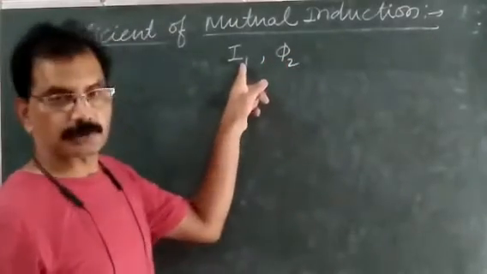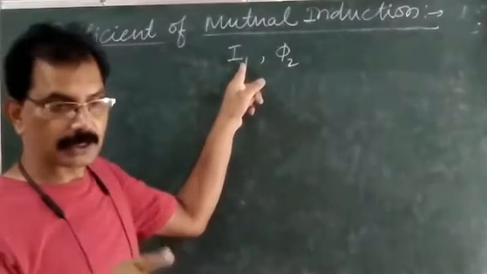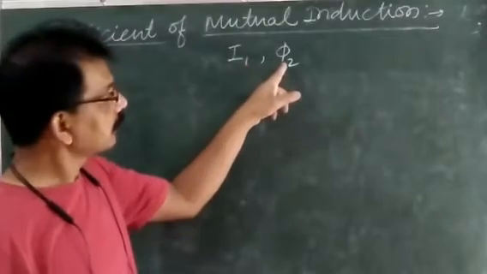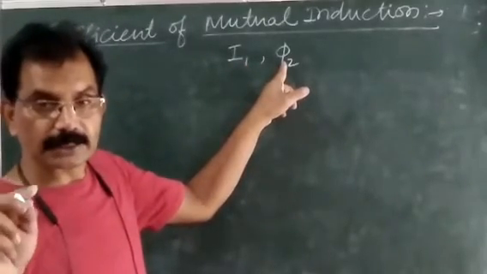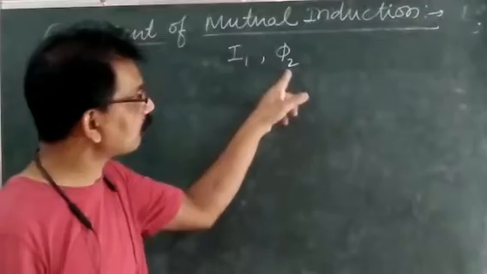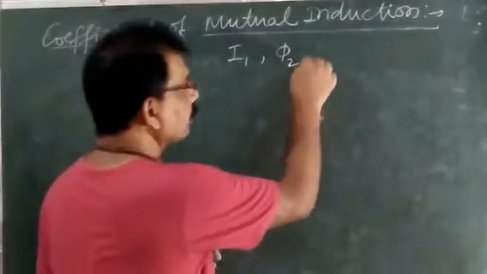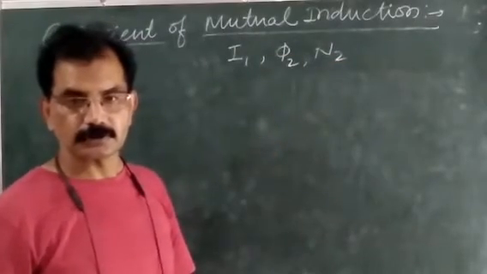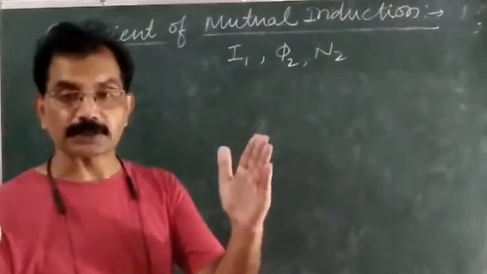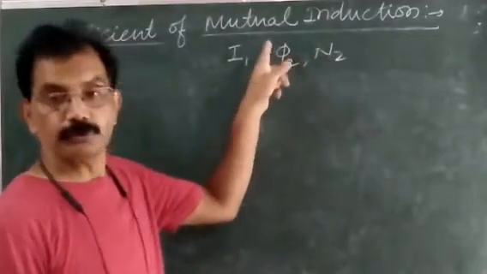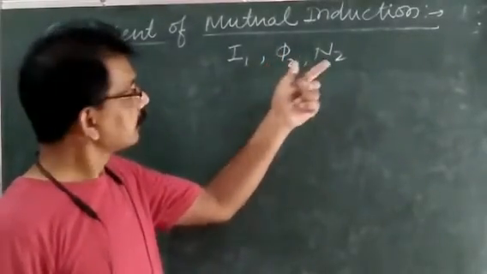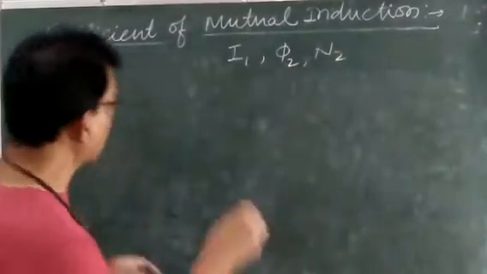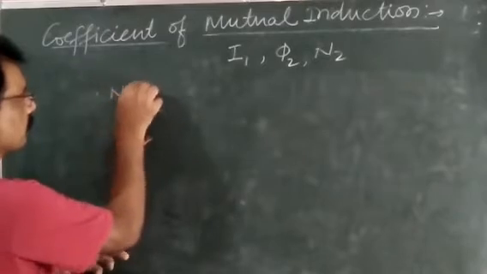इसका मतलब जब प्राइमरी कॉइल में करंट I1 है तो इस प्राइमरी करंट I1 के कारण सेकेंडरी कॉइल के हर एक टर्न से कितनी मैग्नेटिक फ्लक्स पास हो रही है, phi2. If N2 be the total number of turns in secondary coil, then what is the total magnetic flux passing through the secondary coil? N2 phi2. And this N2 phi2 means total magnetic flux passing through the secondary coil.